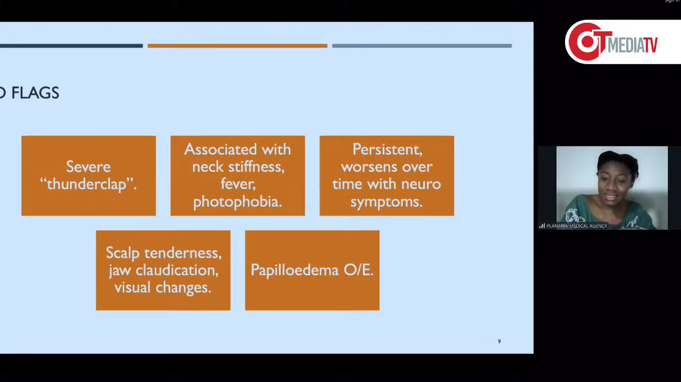classical signs of meningitis. You need to go straight to the emergency department, bypass your GP, straight to the medical emergency department. Three signs to look out for. These are the classical signs of meningitis.